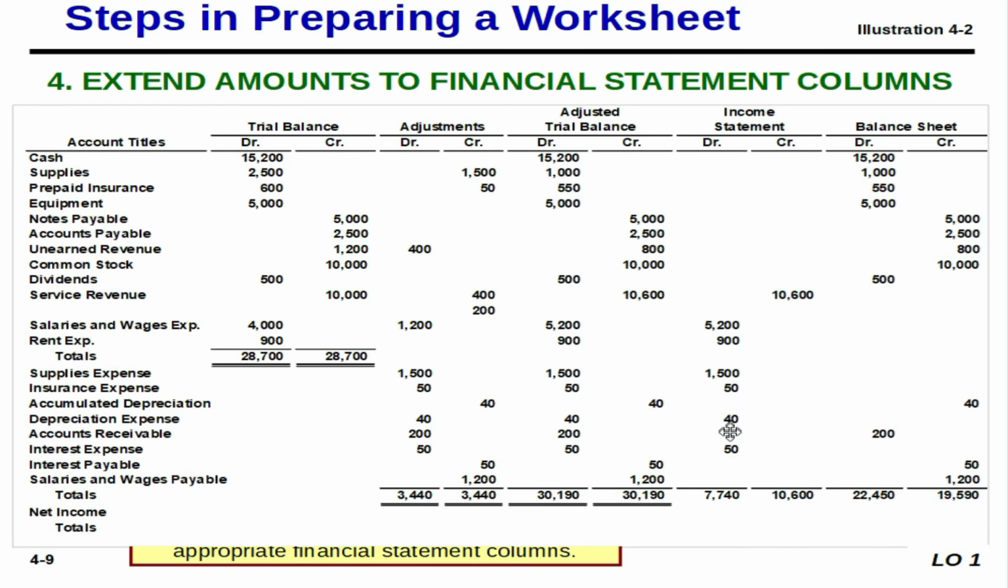Okay, then we have depreciation expense. Again, all expenses go on the income statement on the debit side. Interest expense, same deal. Okay. Accounts receivable goes on the balance sheet on the debit side. Then we have interest payable goes on the balance sheet on the credit side because it's a liability. Salaries and wages payable, same deal. Okay. Notice for the income statement, these two totals do not equal each other, and you will see why. Because we have to account for net income. And also on the balance sheet, these two numbers do not equal because we have to account, yes, you guessed it, income. Okay, net income.